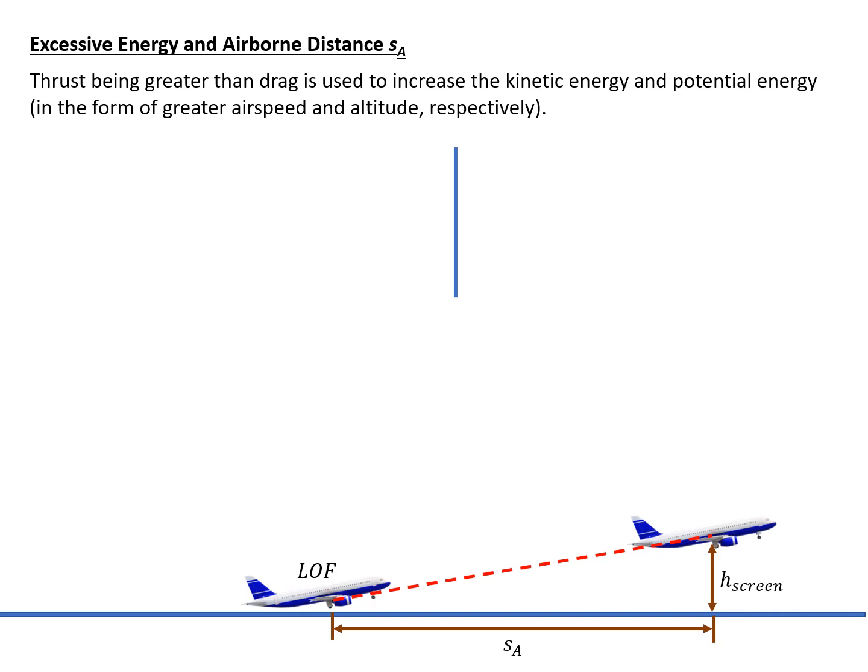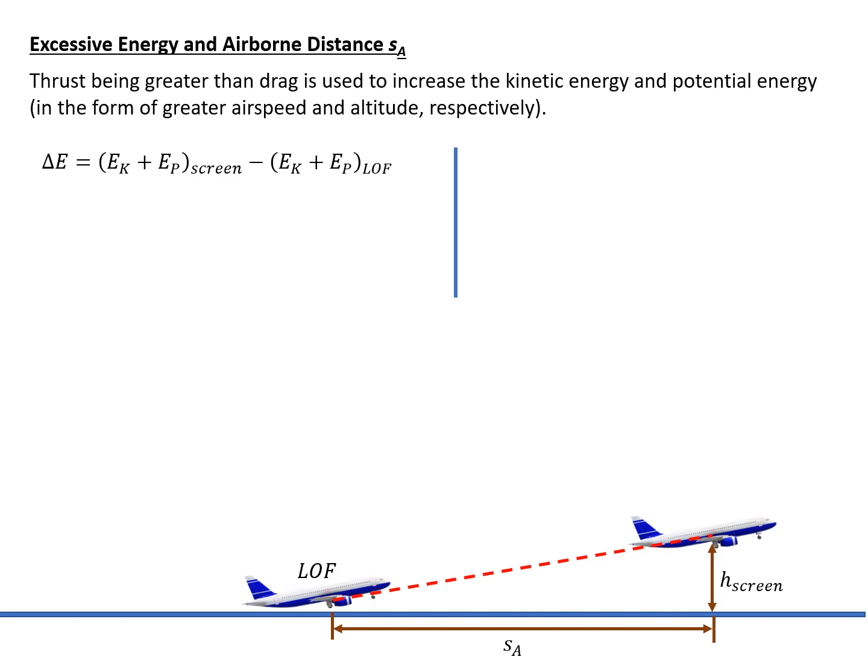We know thrust being greater than the drag is used to increase the kinetic energy and the potential energy, in the form of greater airspeed and altitude. So the kinetic energy will increase as well as the potential energy. The kinetic energy increases in the form of greater airspeed, and the potential energy increases in the form of increasing altitude. That's the energy conservation equation, delta E, the energy increase.